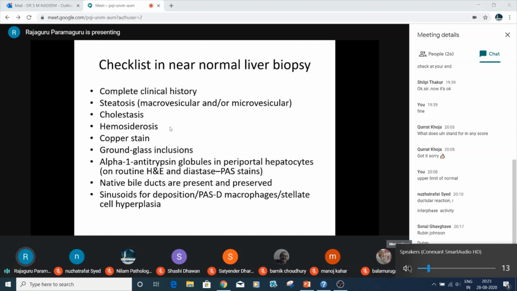Then do a copper stain if there is nothing. If there is a lot of copper or copper associated protein, you can ask the clinician to work up for that. Then look for ground glass inclusions. That is in a case of a chronic hepatitis B viral infection. I'll have to tell you that presence of ground glass hepatocytes in a hepatitis B virus infection in a liver biopsy indicates that the patient is having chronic hepatitis.